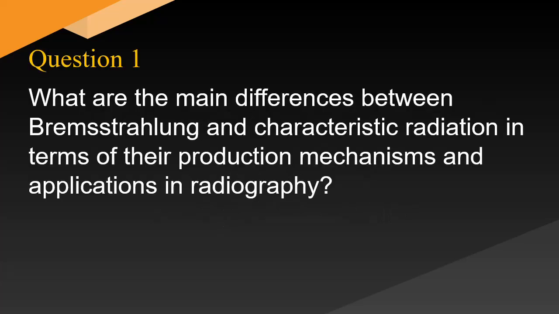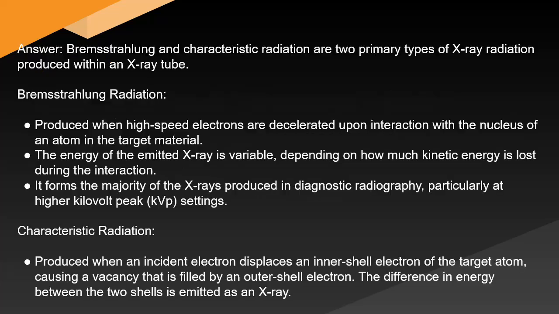What are the main differences between bremsstrahlung and characteristic radiation in terms of their production mechanisms and applications in radiography? Answer. Bremsstrahlung and characteristic radiation are two primary types of X-ray radiation produced within an X-ray tube.